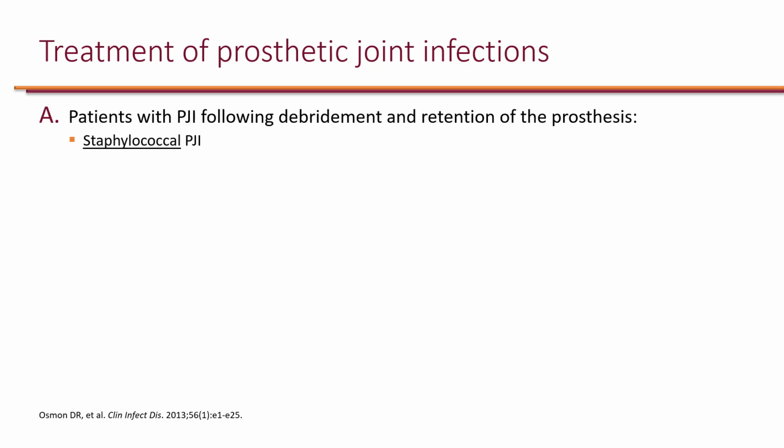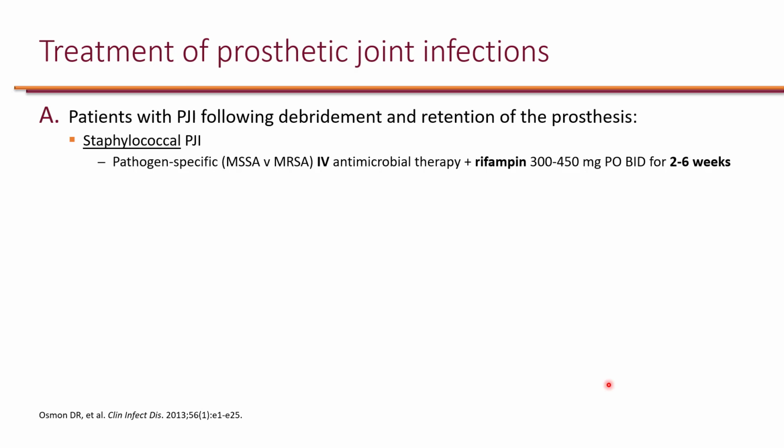Now, for patients who get debridement but with retention of the prosthesis, a long duration of antibiotics is needed because with the retention of the prosthesis, the biofilm will be present. Now, for prosthetic joint infection due to Staphylococcus aureus, so either MSSA or MRSA, which would be based on the results of the culture, IV antimicrobial therapy is absolutely essential for initial therapy. And this has to be in combination with rifampin because of the risk of presence of biofilm.